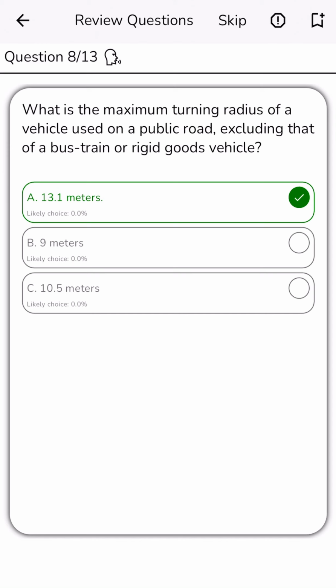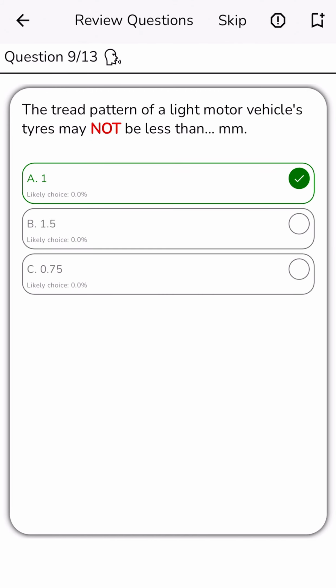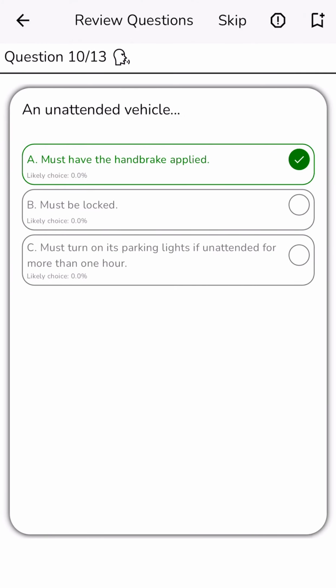Okay, what is the maximum turning radius of a light vehicle used on a public road, excluding that of a bus, train, or rigid goods vehicle? That figure, 13.1 meters, we have it from the rules. The tread pattern of a light motor vehicle's tire may not be less than, we know, it has to be 1 millimeter.